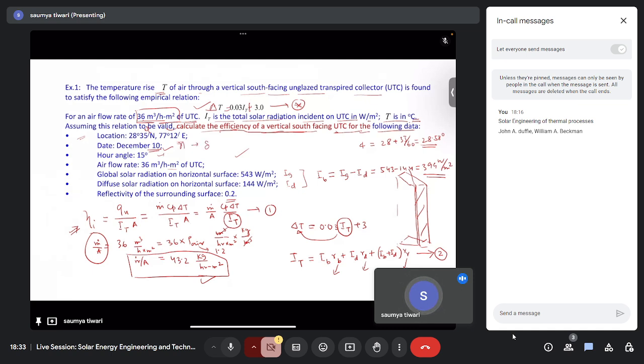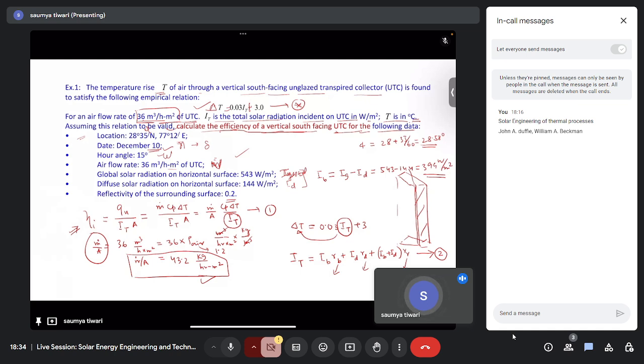Hour angle omega is given. Air flow rate is given in meter cube, so basically volume flow rate is given in meter cube per hour per meter square of UTC. Global solar radiation on horizontal surface. So what is given is I_g is given. Global.